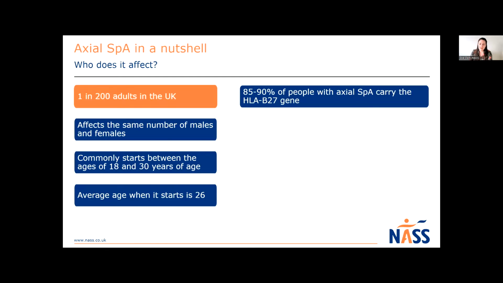There is a genetic link, and 85 to 90% of people carry the HLA-B27 gene. However, it is possible to have axial SpA without this gene, and similarly, you can have the gene and never develop the condition.